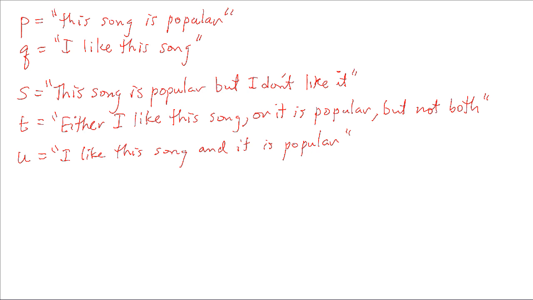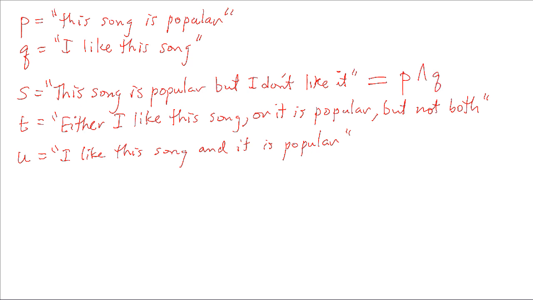Okay? So the statement S is, this song is popular, but I don't like it. And it doesn't look like an and statement, but it is. And when you use the word but in a statement like this, it means that we're saying both are true. It might be saying a little bit more than just this song is popular and I don't like it, but it really means basically the same thing. Okay? And so the statement S would be equivalent to, let's see, it says this song is popular and I don't like it, so this would be P and Q.